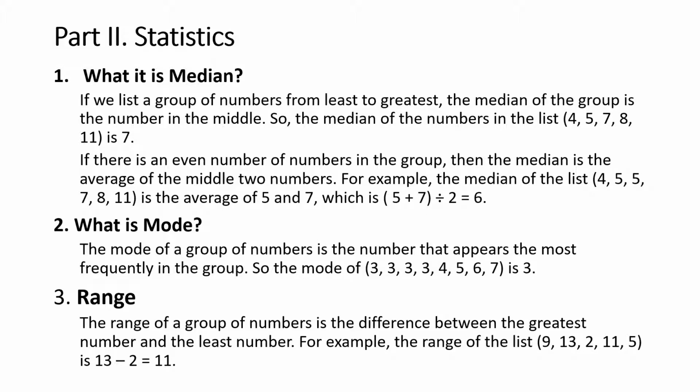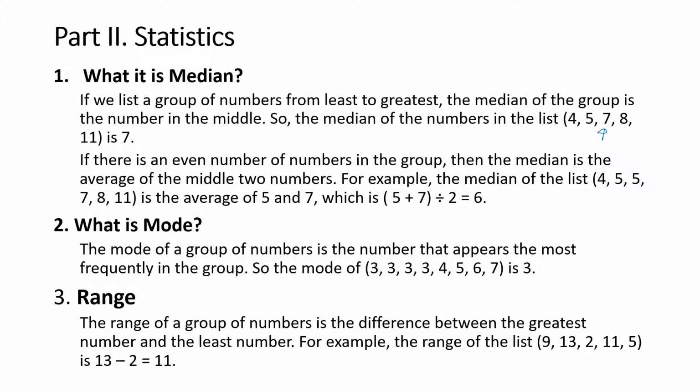Part 2, statistics. First, I want to talk about what is median. If we have a group of numbers from least to greatest, the median of the group is the number in the middle. For example, we have 4, 5, 7, 8, and 11. The median would be the number in the middle, which is not the least nor the greatest.